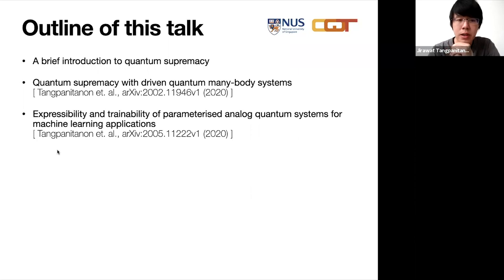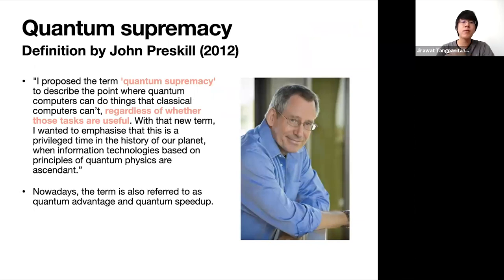In this talk, I'm going to briefly introduce quantum supremacy. Then I'm going to talk about two of our recent works: the first is quantum supremacy in driven quantum many-body systems, and the second is the application of such systems to machine learning, analyzing the accessibility and trainability of such systems for NISQ applications. The definition of quantum supremacy was given by John Preskill in 2012, as a point where quantum computers can do things that classical computers cannot, regardless of whether it's useful or not. Nowadays the term is also referred to as quantum advantage and quantum speedup, but I would like to stick to the word quantum supremacy for this talk.